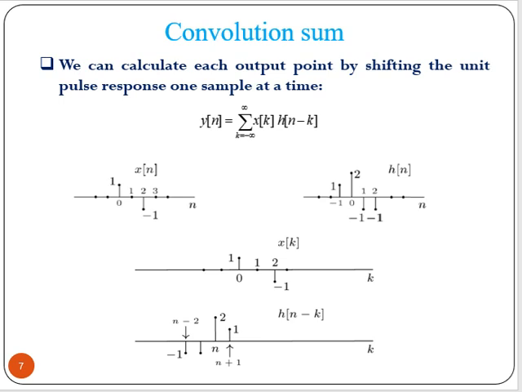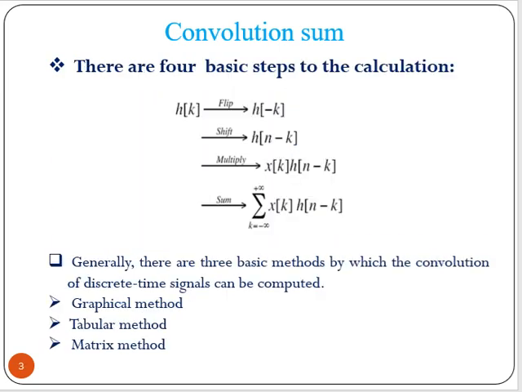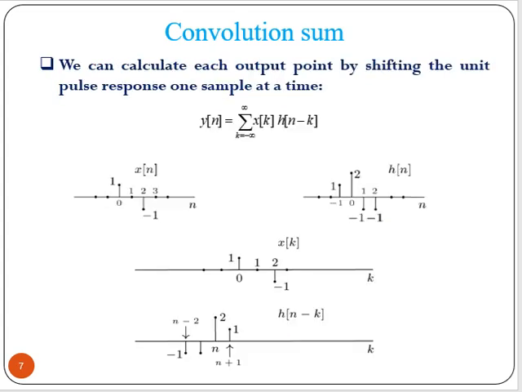Now let us see convolution sum using the graphical method. The first method, let us take as the graphical method. In the graphical method, we have to plot x[n] and h[n] first, then convert x[n] to x[k], just making the dummy variable as k. Then from h[n] we can find h[k] and h[-k].